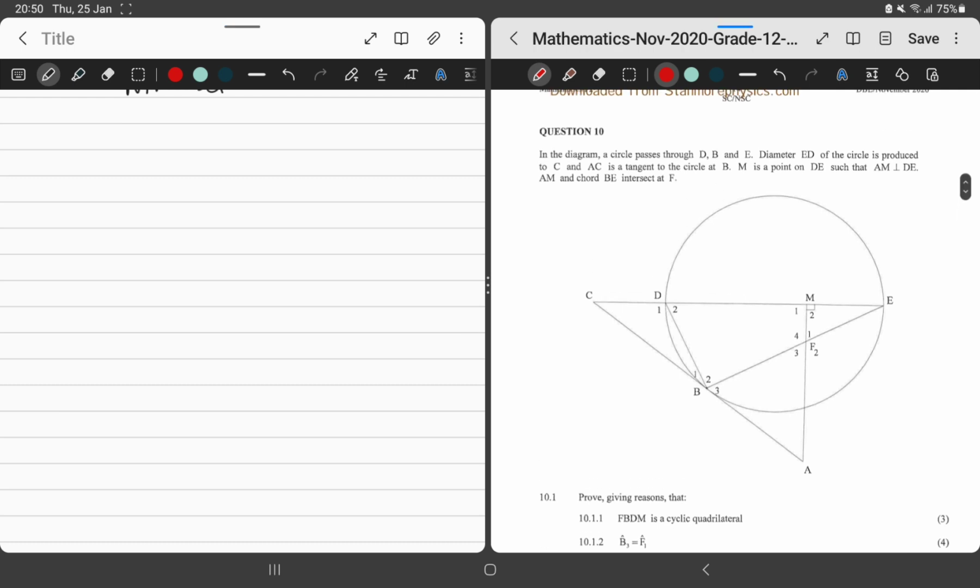Question 10. In the diagram, a circle passes through D, B, E. Diameter ED. So we have a diameter, it means that B2 is 90 degrees. Diameter ED of the circle is produced to C, and AC is a tangent. AC is a tangent. So this angle right here is equal to that angle. Okay.